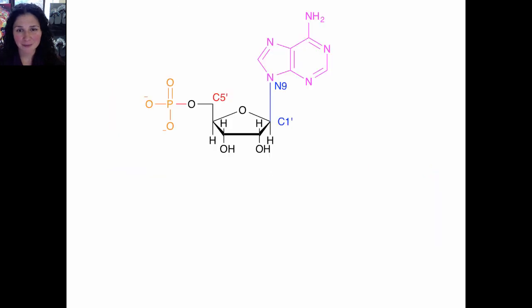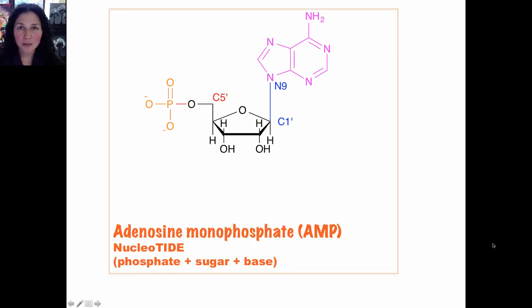Let's talk about naming. This is the same molecule that I just showed you. It's adenosine monophosphate. When you combine a phosphate plus a sugar plus a base, this type of molecule is called a nucleotide. And this one is named adenosine because it has an adenine base, and monophosphate because it has 1 phosphate group. It is abbreviated AMP for adenosine monophosphate.